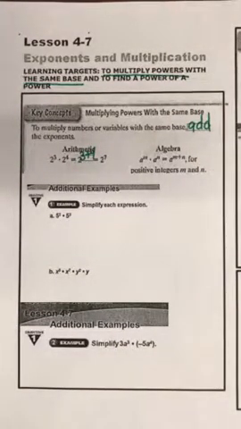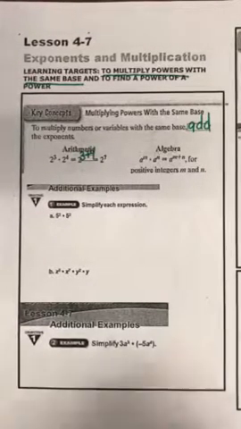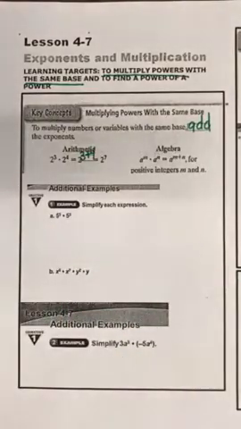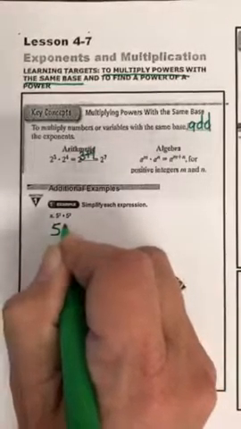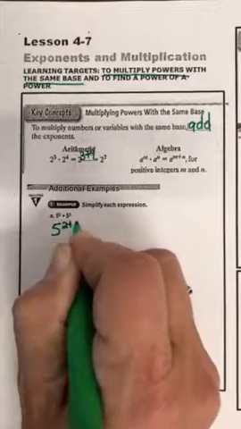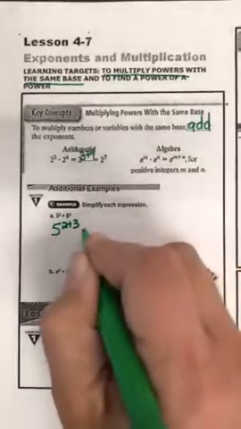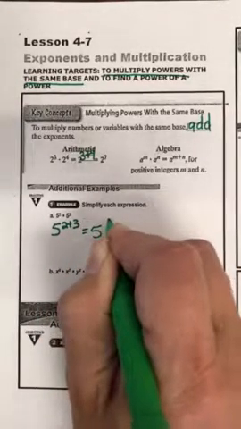So additional examples. Simplify each expression. When it says 5 to the second power times 5 to the third power, your common base is the 5. So that means that you can add those exponents. So you're going to have 5 to the second power plus 3, which gives you 5 to the 5th power.